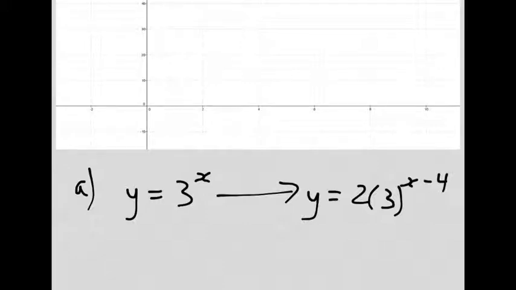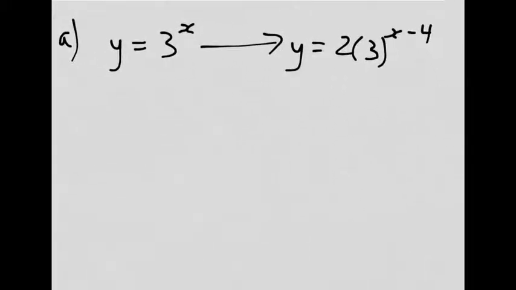Before we do any transformations, either graphically or on a table, let's just identify what's happening here. What kind of transformations are taking place? Vertical stretch by a factor of 2. So this is the value a. So a equals 2, and that's a vertical stretch.